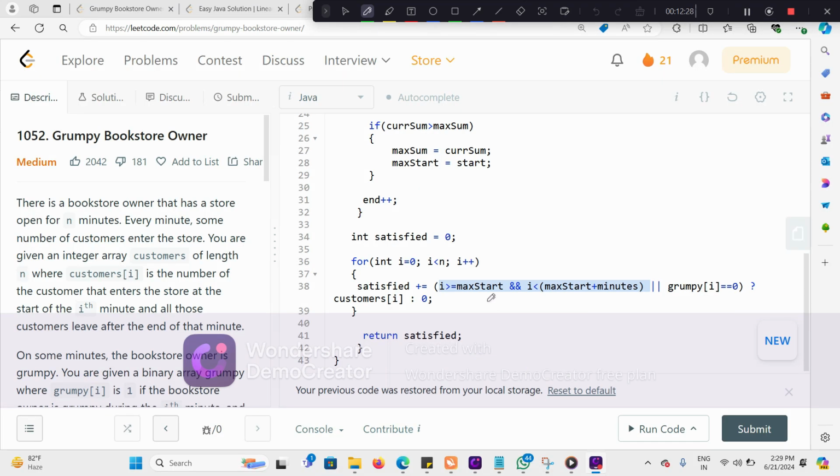Either they are in that found range, or grumpy i equal to 0. Obviously if grumpy i is 0, that means that person is satisfied. If one of these conditions is true, then we add customer i to the satisfied people, otherwise it is 0. Finally we are returning the total satisfied people. So this is what we have to do.